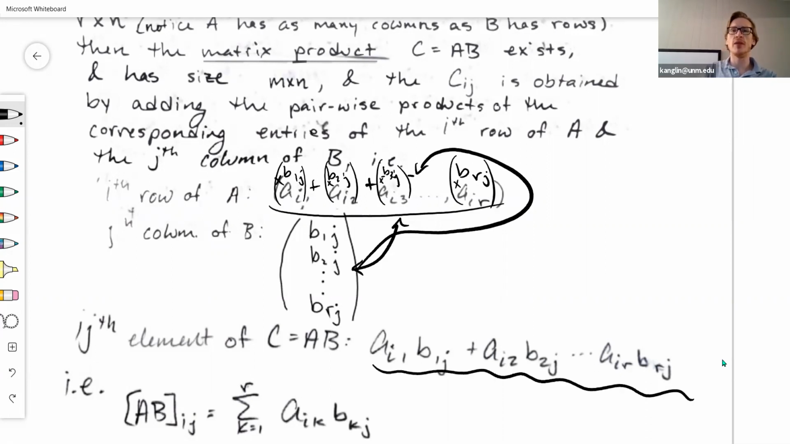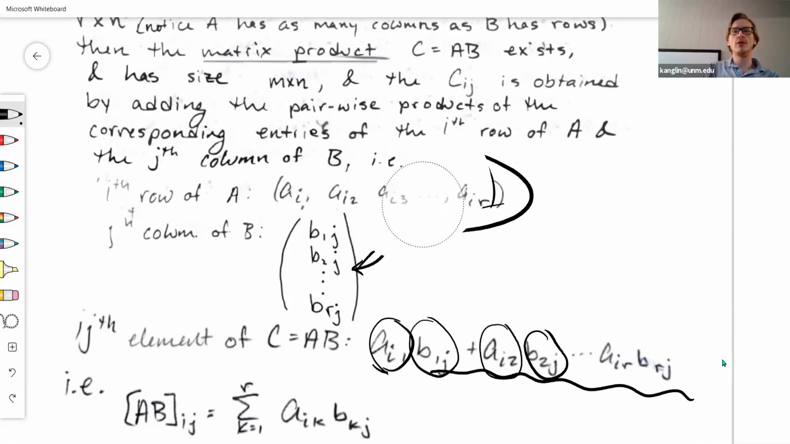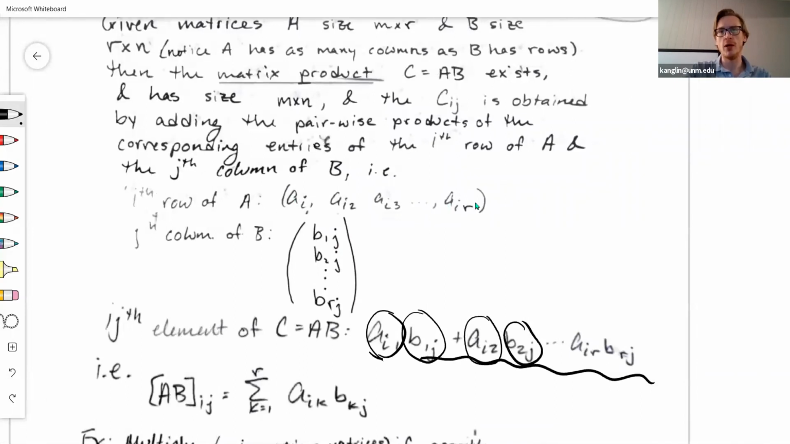That's what we have written down here, right? Ai1 times B1j plus Ai2, that's this guy, times B2j, that's this guy. We go all the way out until we're out of entries. And now maybe you see why you have to have the same number of columns in A as you have rows in B. Because the number of columns in A is the number of entries in this row, and the number of rows in B gives you the number of entries in this column. Kind of seems strange to say it out loud, but that's really what's happening.